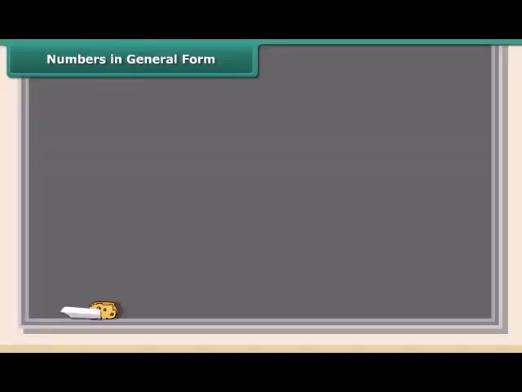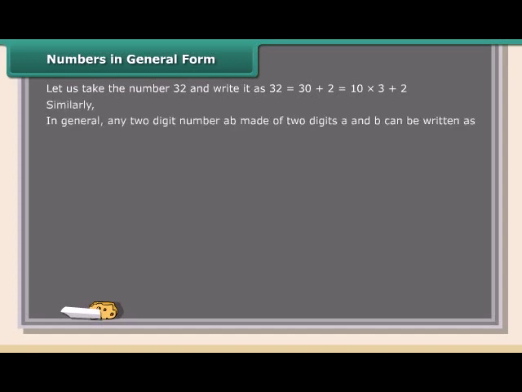Numbers in general form. Let us take the number 32 and write it as 32 = 30 + 2, which is equal to 10 × 3 + 2. In general, any two-digit number AB made of two digits A and B can be written as AB = 10 × A + B = 10A + B. BA = 10 × B + A = 10B + A.